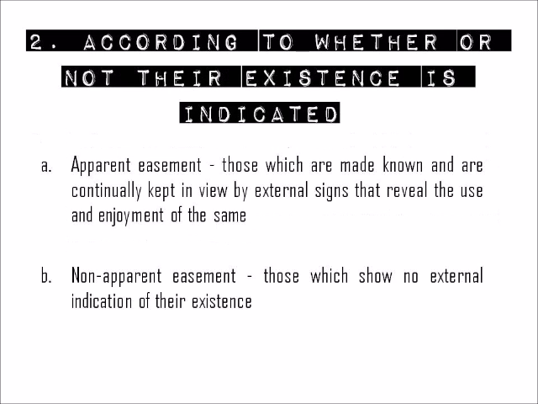The second classification is according to whether or not their existence is indicated. We have two, apparent easement and non-apparent easement. Apparent easements are those which are made known and are continually kept in view by external signs that reveal the use and enjoyment of the same, while non-apparent easements are those which show no external indication of their existence.